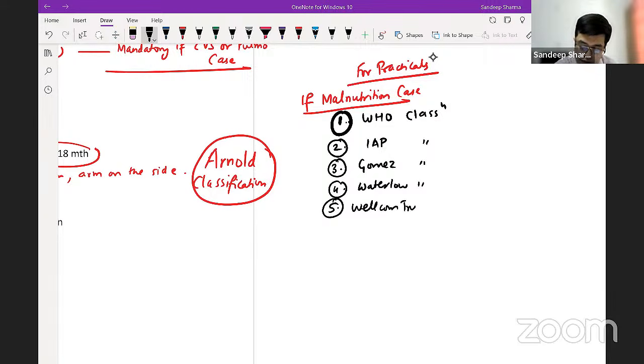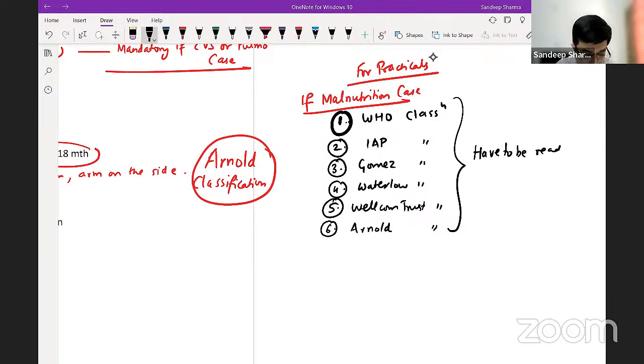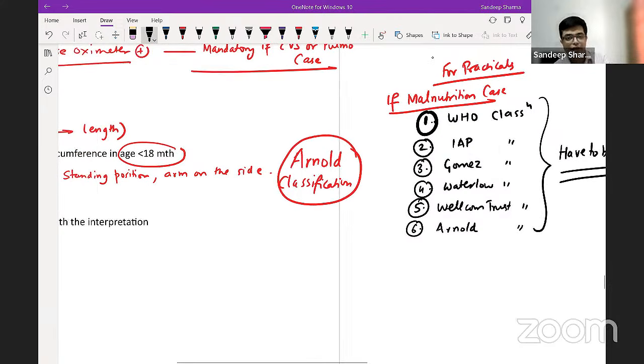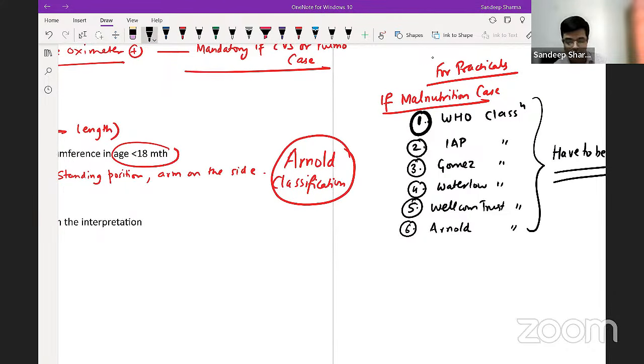When I mention this list, people get afraid. "Sir, itna classification?" This is the bare minimum. There are more classifications than this. Sixth is the Arnold classification. These 6 classifications have to be read. The differences between them, you need to keep ready. So they have to be read in the patient. So these are the 6 malnutrition classifications. Additional ones you will find in your practical manual; remember them, it is fine.